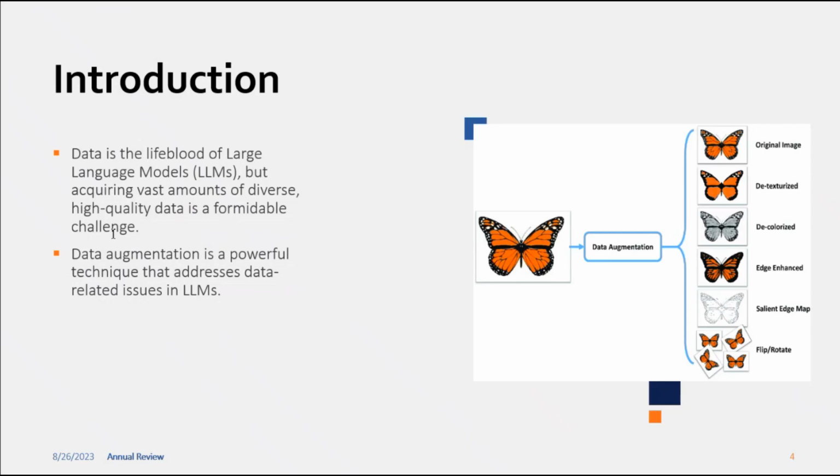it's been training on. A very simple example is in the diagram: a butterfly. A butterfly is basically described in different varieties of filters. This is exactly what data augmentation is.